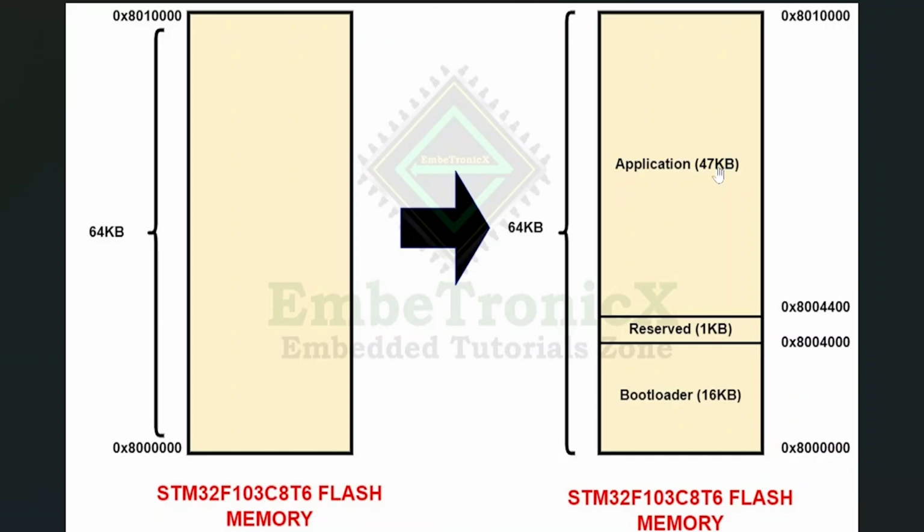What if our application size is more than 47 KB? In that situation, we cannot do anything. We will have to change the controller to one with more flash or connect external flash memory. In this video, we are going to create a bootloader project and write that bootloader to this area. After that, we will create an application and write that application bin file to this area. So, the bootloader boots first and calls the application.